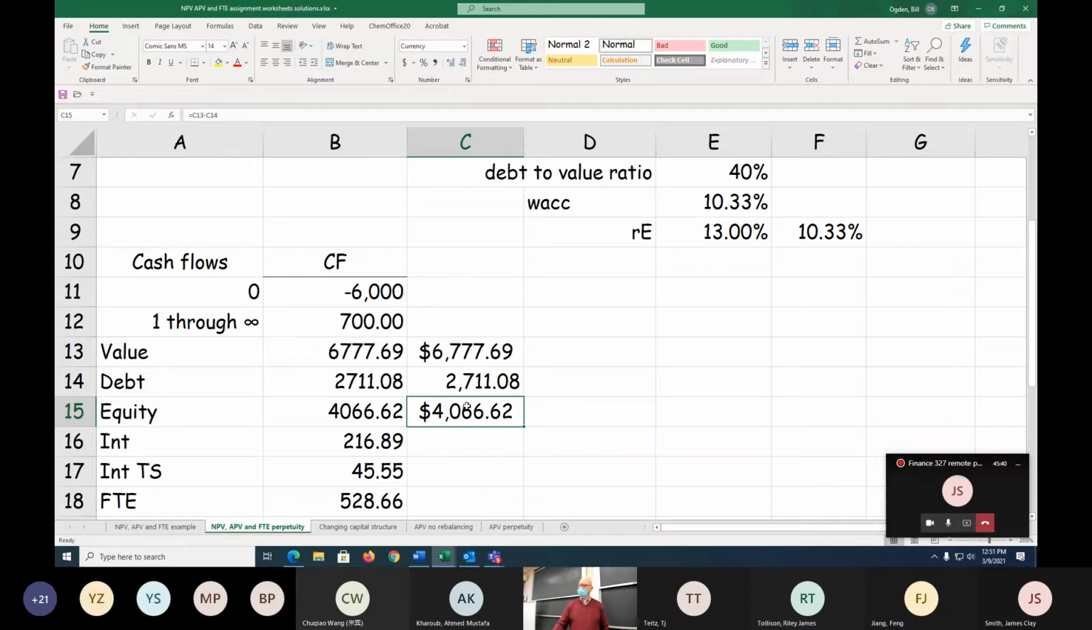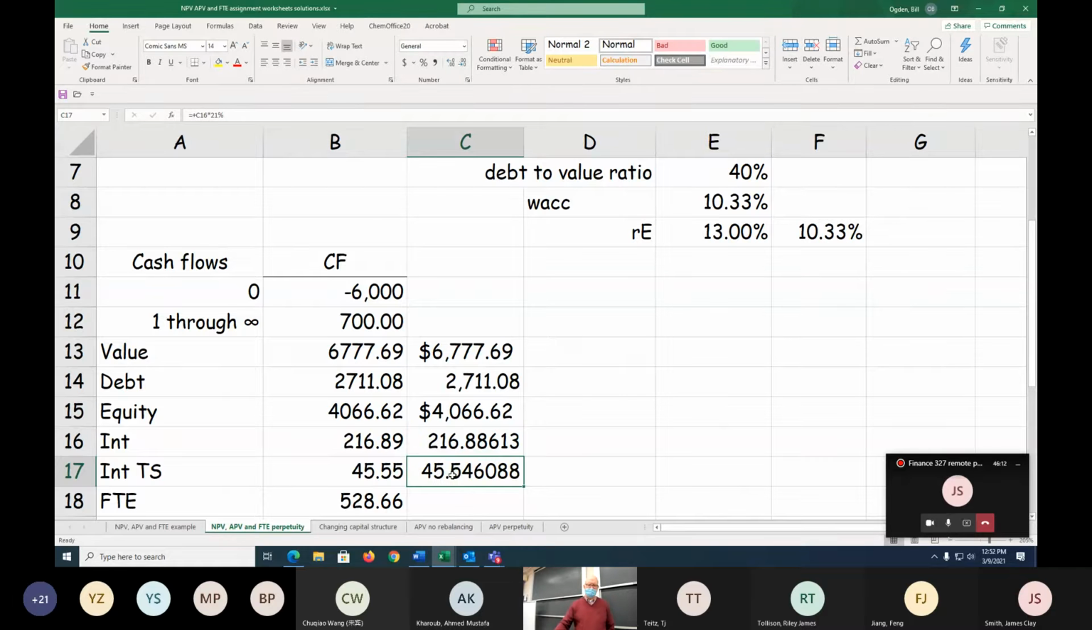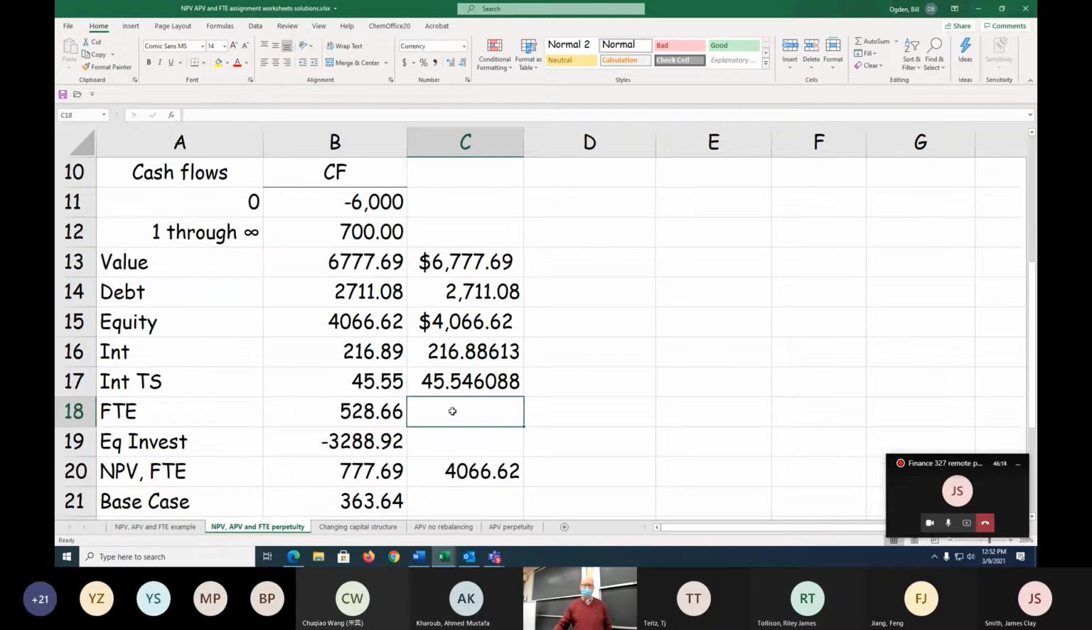So do we know if we should go through with this investment yet? No, we don't, because is the market value of the equity more than the book value, more than they had to invest in this? So we follow the procedure. We get the interest: it equals the debt times the interest rate. And then the tax shield is always the interest times the tax rate. And then finally, the flow to equity. Here we go. We have a $700 cash flow.